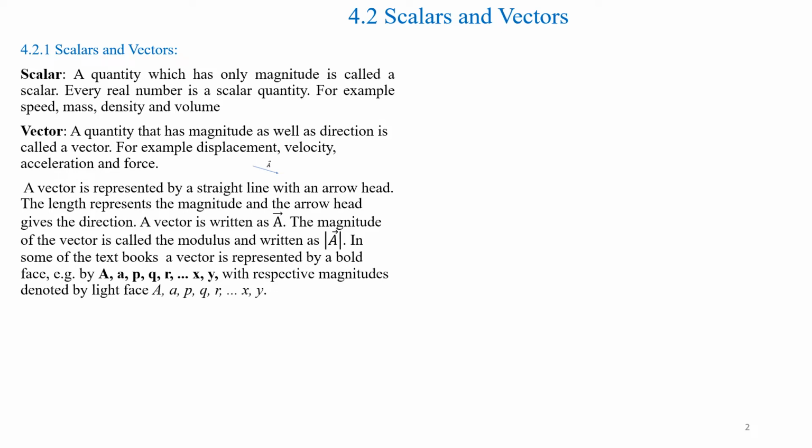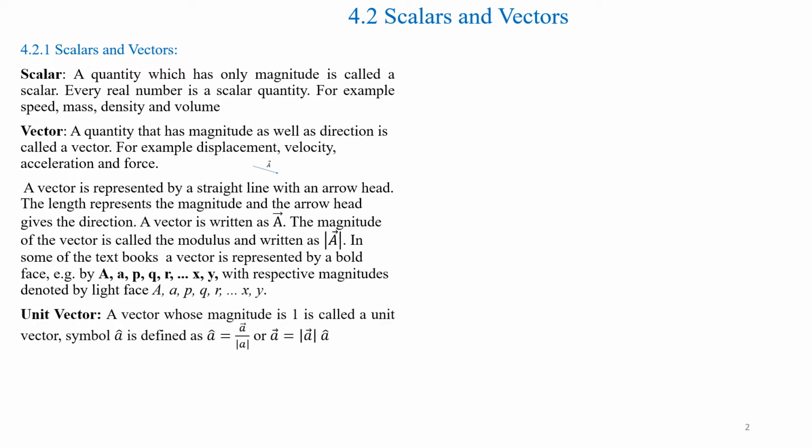This is the direction. A vector is written as A. See here in the figure, capital A with an arrowhead. The magnitude of a vector is called modulus and written as mod A, that is, two parallel lines in between which vector A, capital A with an arrowhead, is written. In some textbooks, bold letters like capital A, small a, etc. are used to represent the vectors and their magnitudes are written in the light face letters, that is, light A, B, P, Q, R, etc.